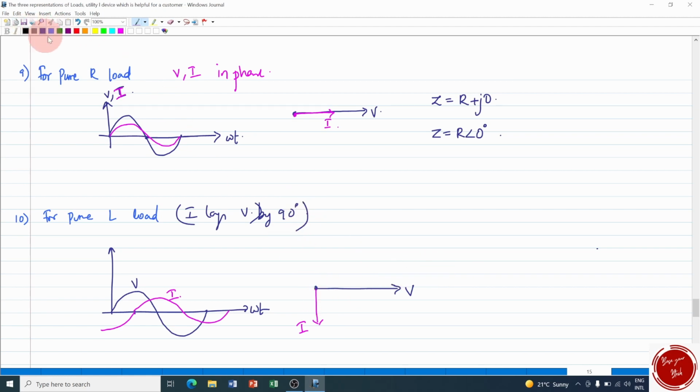Now when I go with the impedance, the rectangular form, Z is equal to, there is no resistive component, isn't it? So it is 0 plus jXL, where XL is the inductive reactance, and that is 2 pi fL. f is the frequency of the signal, and the polar form is Z is equal to XL angle 90 degrees. Since it is a positive j here, it is positive 90 degrees.